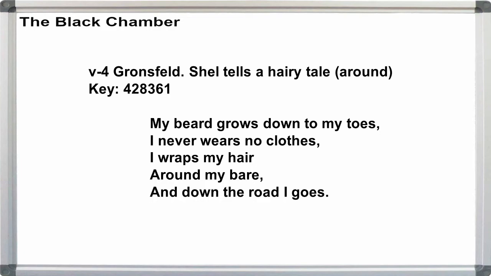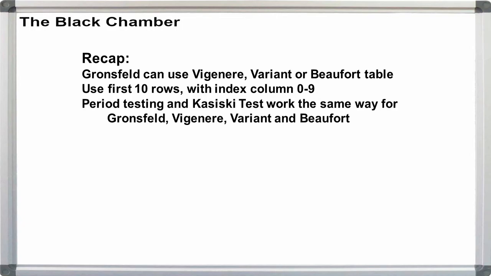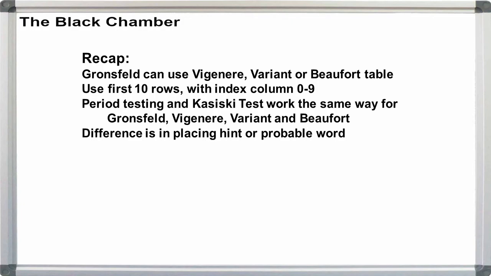And we're done. To recap for Gronsfeld, Gronsfeld can use the tables for Vigenere, Variant, or Beaufort as desired. We just use the first 10 rows and change the left column index to the digits 0 through 9. Period testing and the Kasiski test both work exactly the same way with Gronsfeld. The only real difference is in placing the hint word. When we do this, we need to find the differences between the cipher text letters and the hint word letters and ensure that the differences for each letter pair are between 0 and 9.